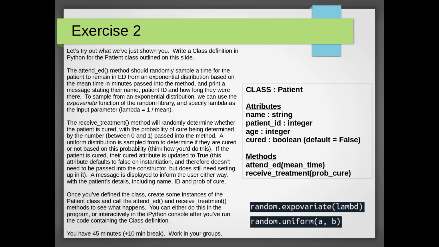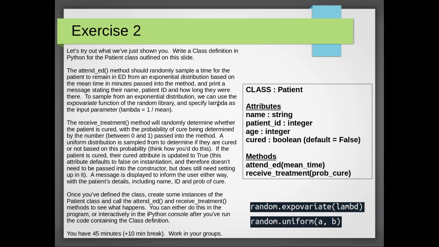Now, the attend ED method that you're going to write in this class, basically what I want this method to do is to randomly sample a time for the patient to remain in the ED from an exponential distribution based on whatever the mean time is that gets passed to it when that method is called. And it then prints a message stating their name, their patient ID, and how long they were there. So it may randomly sample that they were there for 10 minutes. So it'll say, Dan Short, patient ID 247, stayed in the ED for 10 minutes.